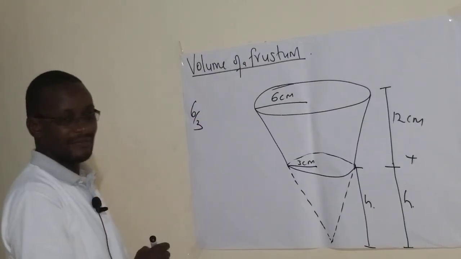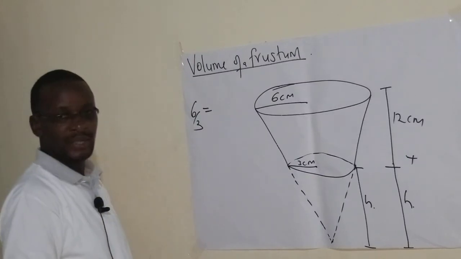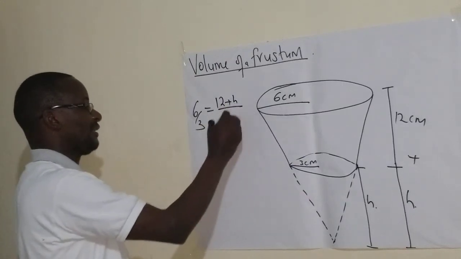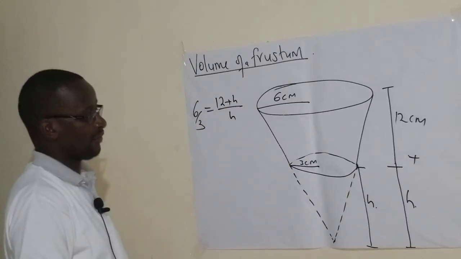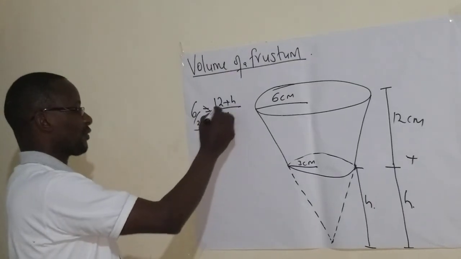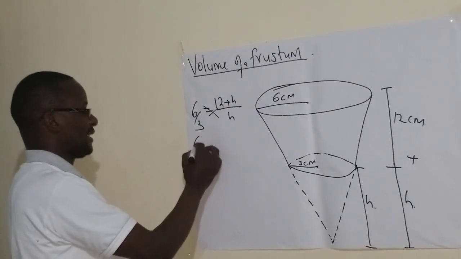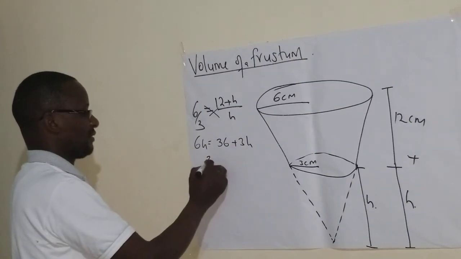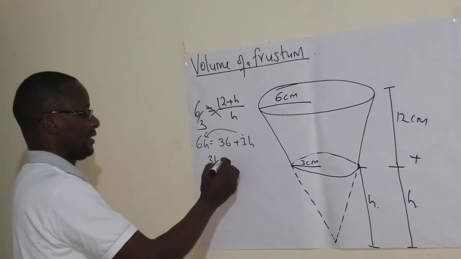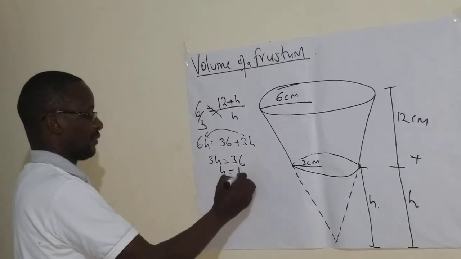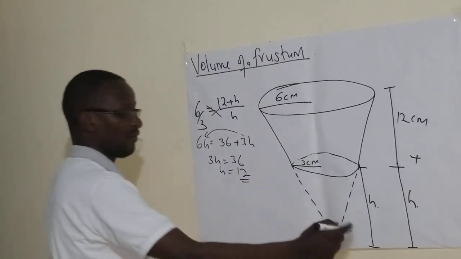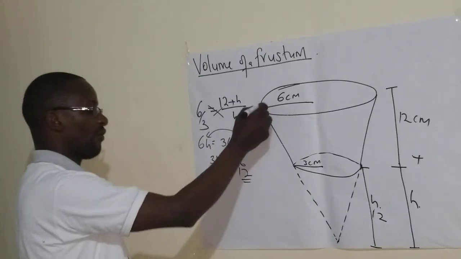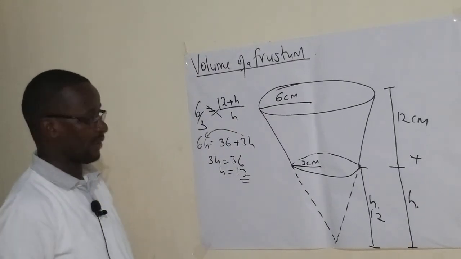6/3 is the linear scale factor. It's also the same as the height of the larger cone, 12 plus h, divided by h, the height of the smaller cone. So if you cross multiply here, you will get 6h equals 36 plus 3h. Subtract, you get 3h equals 36, and so h is equals to 12. So the height of this smaller cone is also 12. That means that the full height of the cone is 24, 12 plus 12.